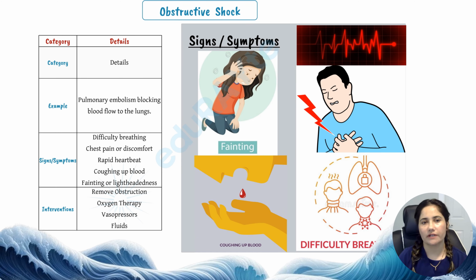Lastly, obstructive shock. Think of a pulmonary embolism as a blockage in a major tunnel. Symptoms include difficulty breathing, chest pain or discomfort, rapid heart rate, coughing up blood, and fainting or lightheadedness. The key interventions focus on removing the obstruction, providing oxygen, and sometimes using vasopressors.